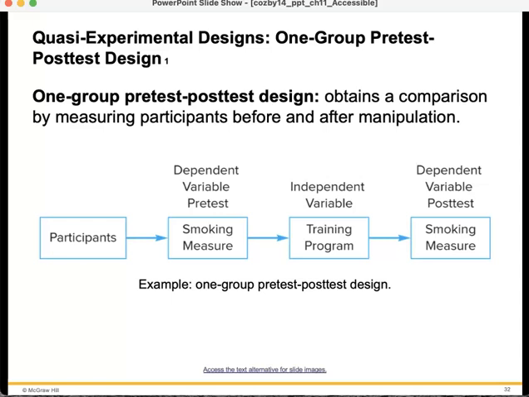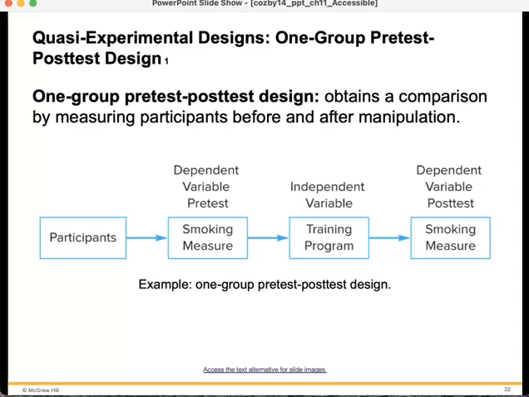Then you have the independent variable, which would be the training program. And then you would test them again on the dependent variable, the post-test, to see if there was a change. So if you did find a reduction in smoking, you actually could not assume that the result was due to the relaxation training program. This design has failed to take into account several alternative explanations.